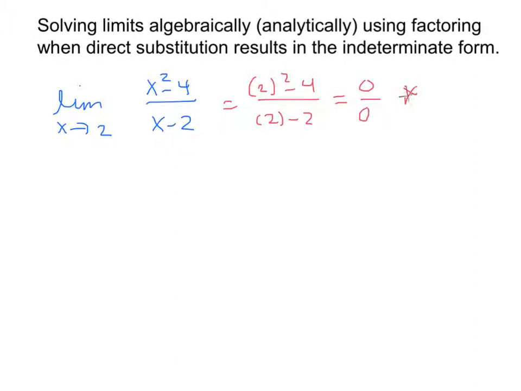Well, 2 squared minus 4 is 0 because 2 squared is 4, and 2 minus 2 is 0. Little bells and whistles need to start going off right now. Ding, ding, ding. This is the indeterminate form. It means I need to do something else. And the something else that you try to do first is you try to do some factoring.